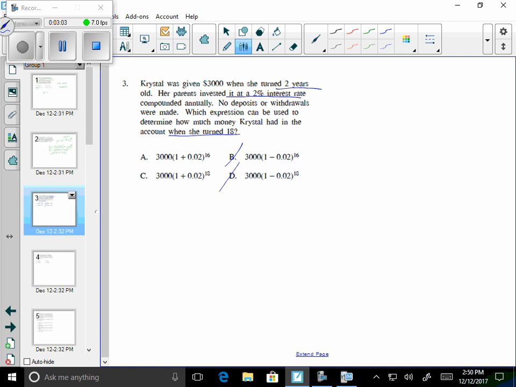The next piece really is just that the only difference between A and C is the 18 and the 16. Well, if she had started this account when she was born, it would be from 0 to 18. It would be 18 years. But since they started the account when she was 2 years old, the account is actually only working and making money for 16 years. So that's why we need choice A, which is 1 plus 0.02 to the 16. Be careful about how many years the problem is actually working for.